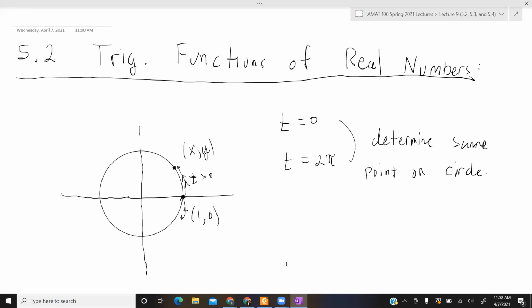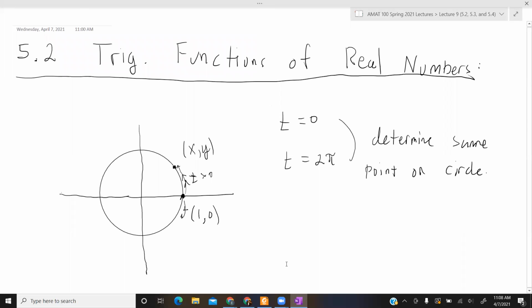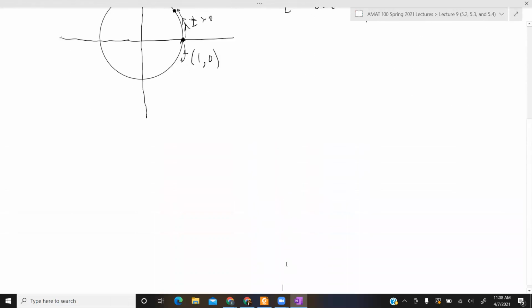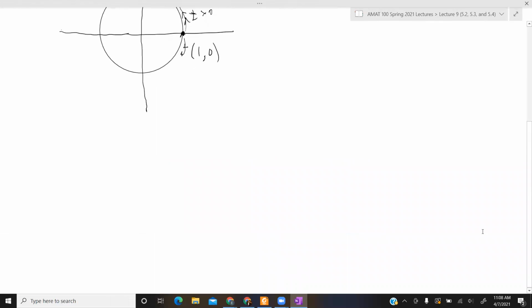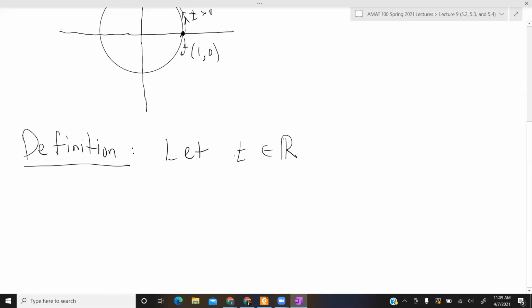So that was a brief overview of what we did in section 5.1. Now we're going to use this picture of the unit circle to define the trigonometric functions. So here's the definition. I'm going to define all of the trigonometric functions. We let t be any real number.